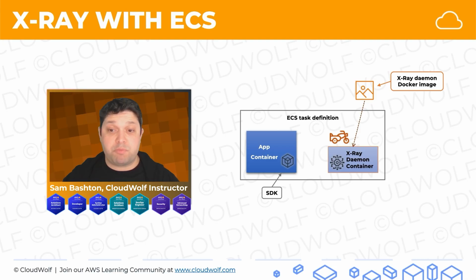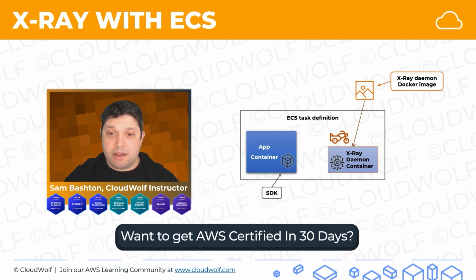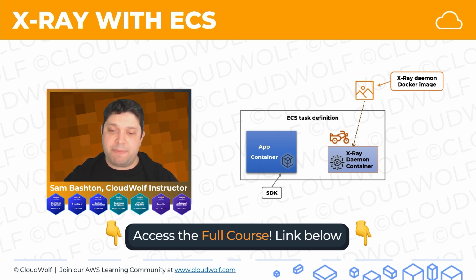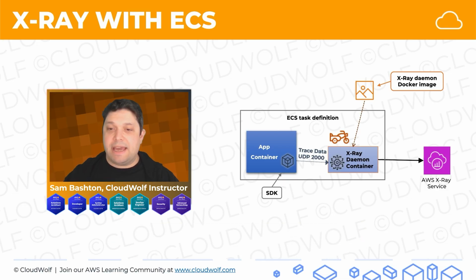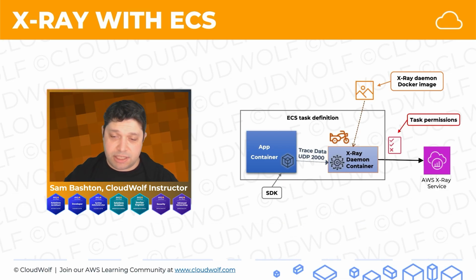If for whatever reason there's a problem with the daemon container, it doesn't matter because UDP packets don't need to be acknowledged. We don't need to establish a connection. We just send them, and if they get there, they get there, and if they don't, they don't. So that's a really good pattern. It's the standard pattern that AWS would recommend. And as I say, the daemon container then buffers and sends on to the X-Ray service.